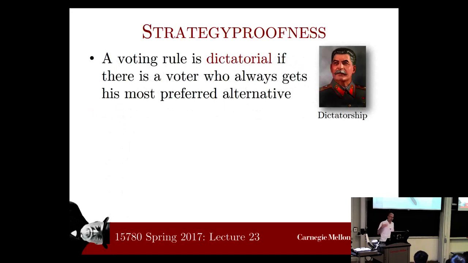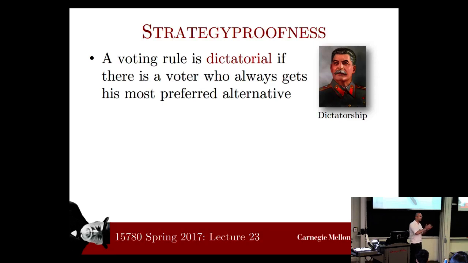In order to reason about this kind of stuff more generally, I want to introduce a few terms, and then we'll state a very powerful and fascinating theorem called the Gibbard-Satterthwaite theorem. So we need a few definitions. The first one is a dictatorship. We say that the voting rule is dictatorial if there is a voter who always gets his most preferred alternative.